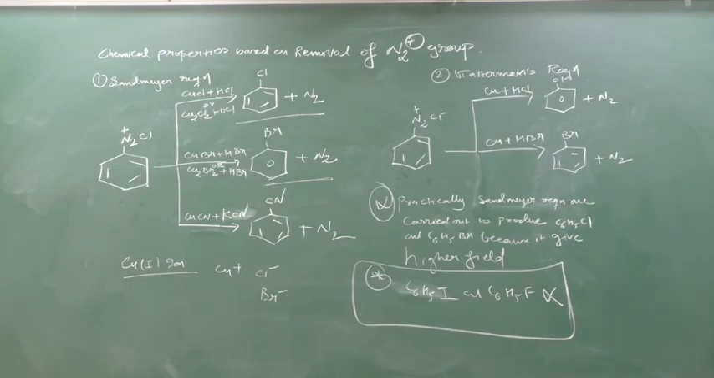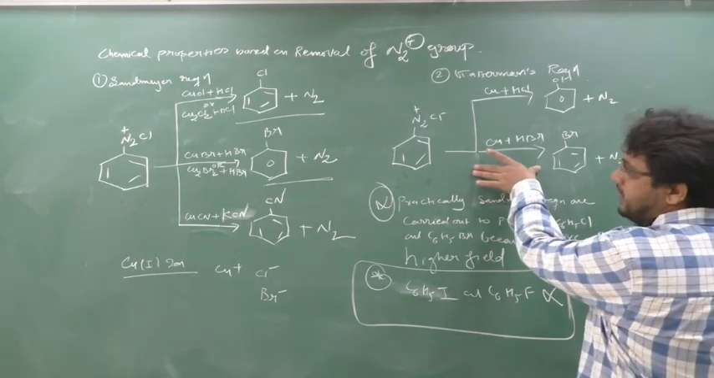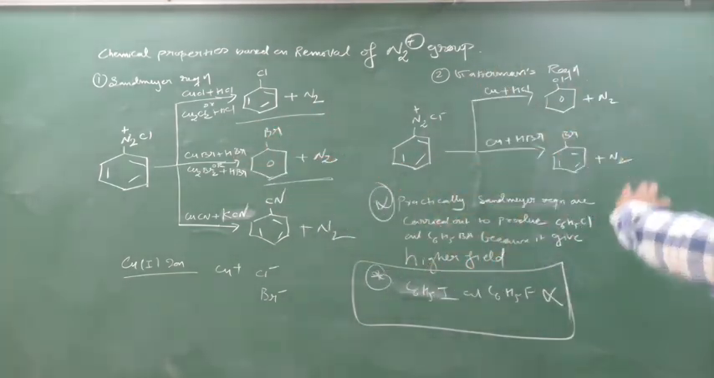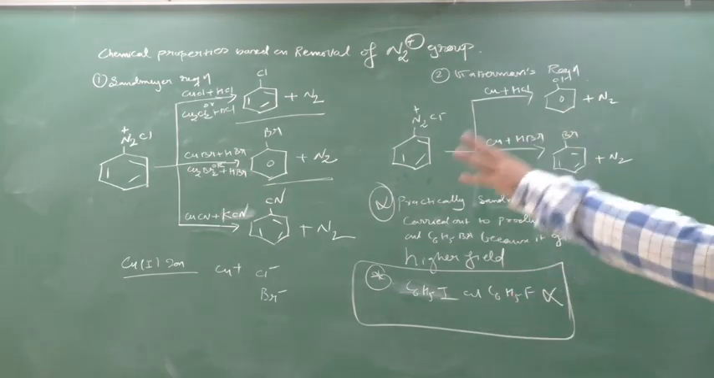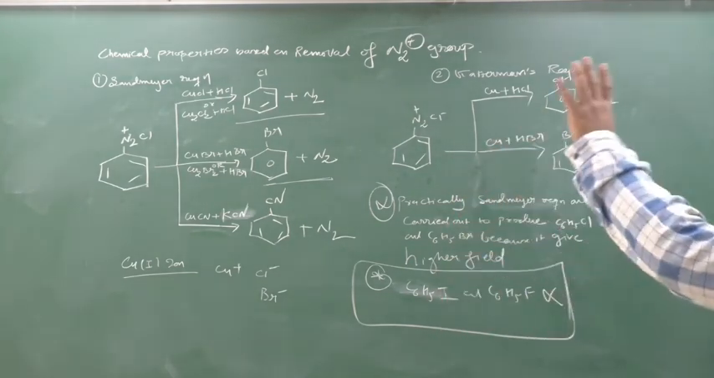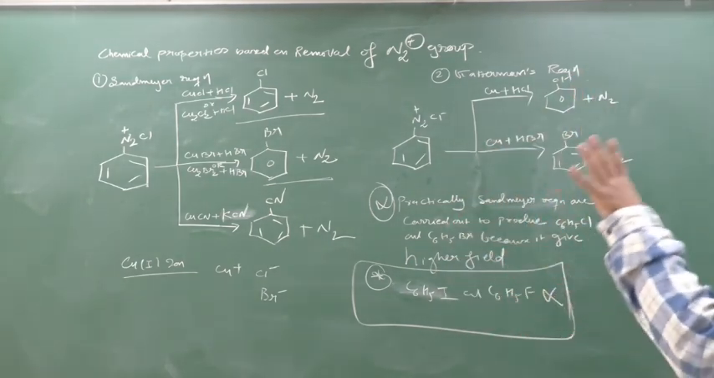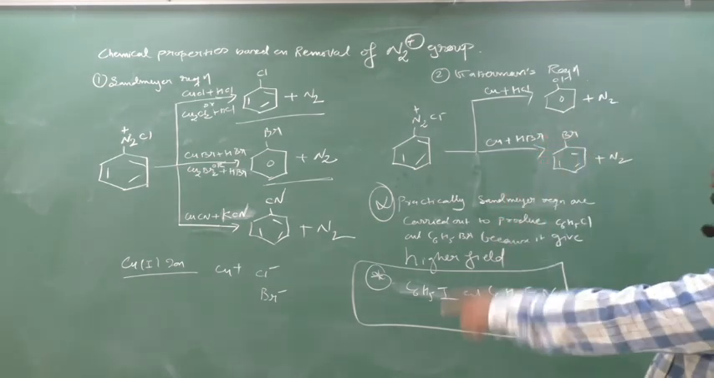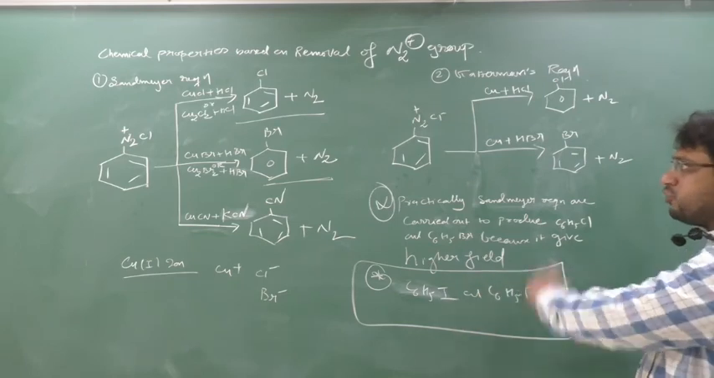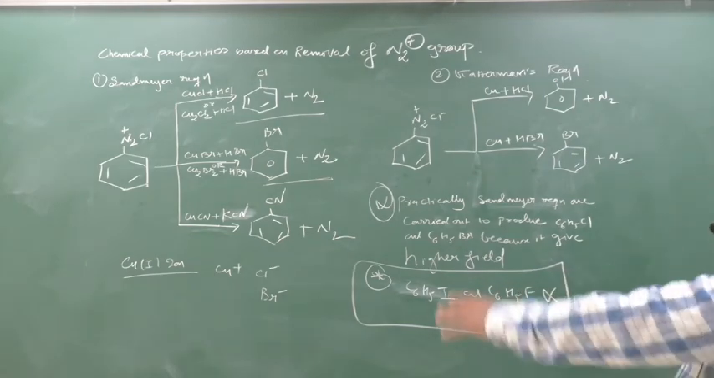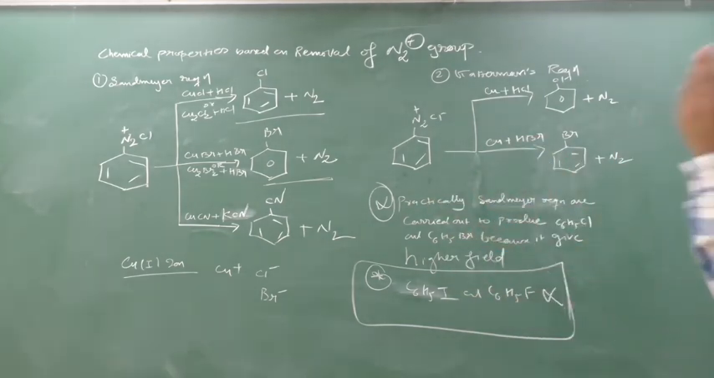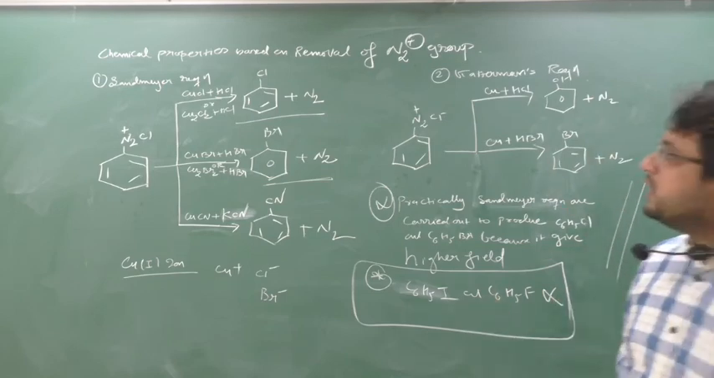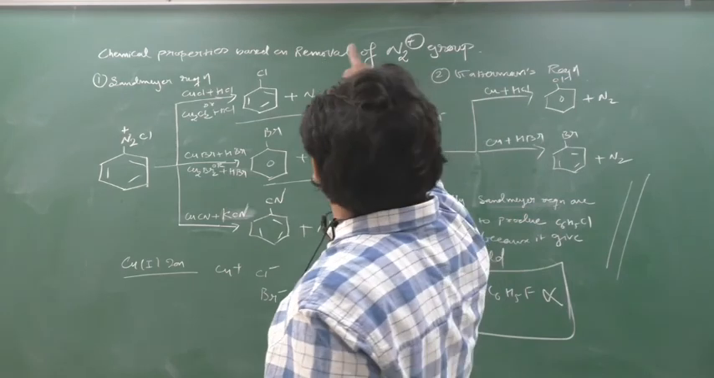Cyanobenzene also cannot be prepared by the Gattermann reaction. So chlorobenzene and bromobenzene are common products which can be formed by the Sandmeyer and Gattermann reactions. In that, the Sandmeyer reaction is preferred because it has a higher yield. Iodobenzene and fluorobenzene cannot be produced by either method. We are going to study a different method in the next class. So this is your chemical properties based on removal of the nitrogen group.